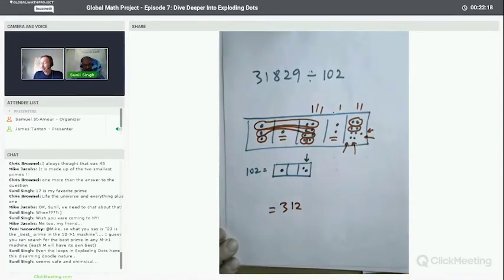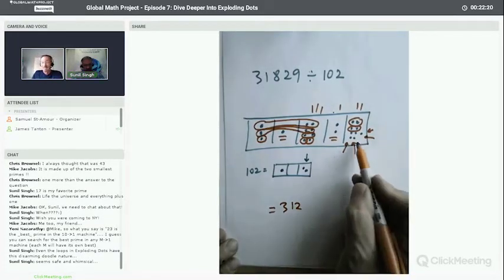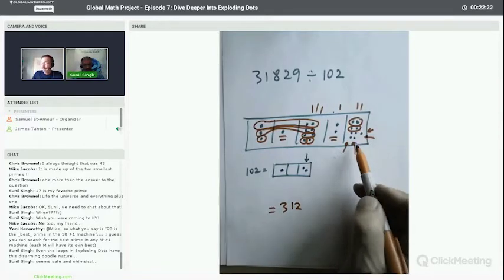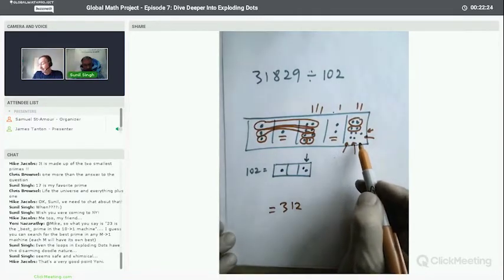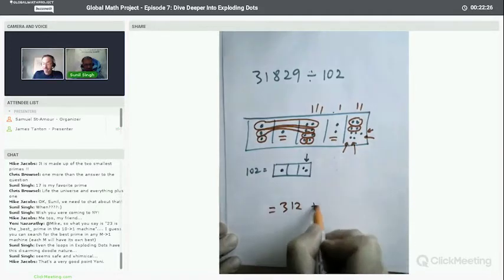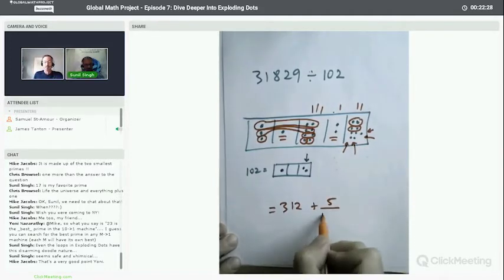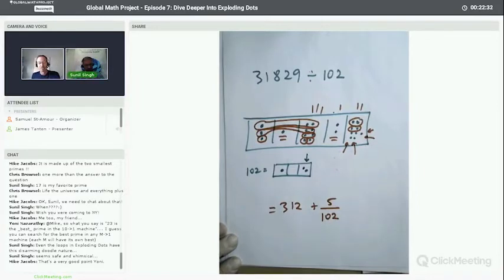Well, depending on what grade level you're in, you might just say 312 with a remainder of 5 dots. There's the actual remainder. You see it. If you want to be a little more technical about the mathematics here, you can say plus it's 5 dots still waiting to be divided by 102. So there's the actual mathy answer for preciseness. 312 and 5/102. Wow. Division, piece of cake.